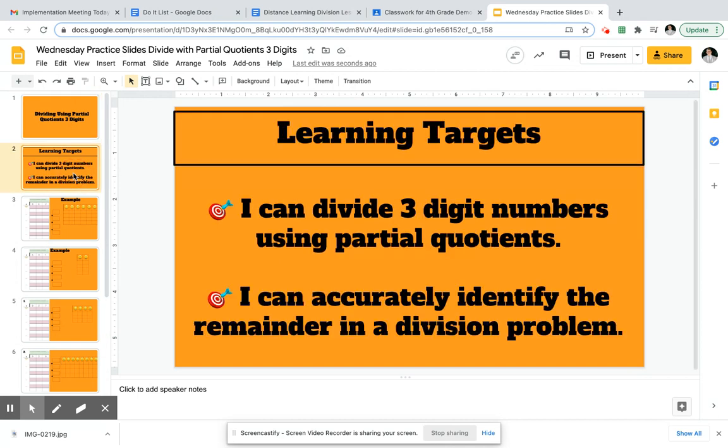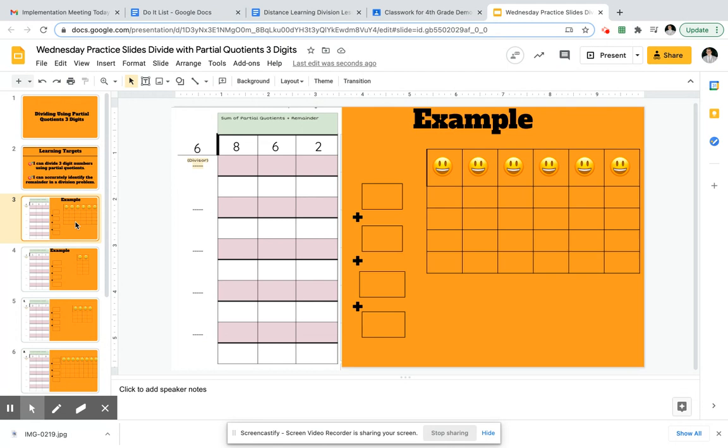Today's learning targets are: I can divide 3-digit numbers using partial quotients, and I can accurately identify the remainder in a division problem. Let's get started with an example problem. Today's example problem is 862 divided by 6. Our divisor is 6. Our dividend is 862.